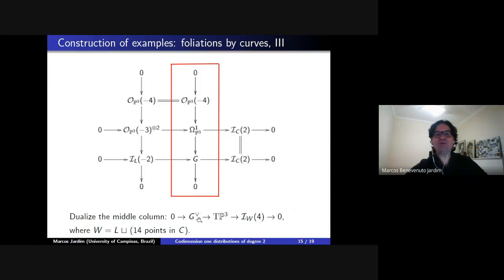And how do I know the Chern classes of this reflexive sheaf here, G dual? Well, because I know the degree and Euler characteristic of this scheme W here. And out of this information, I can figure out what are the Chern classes of G2.